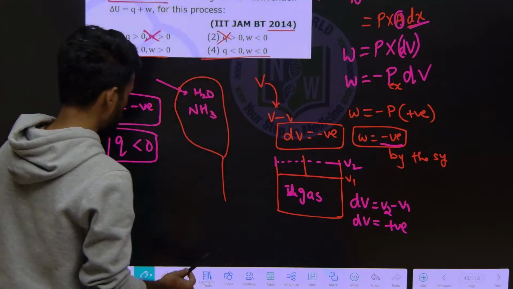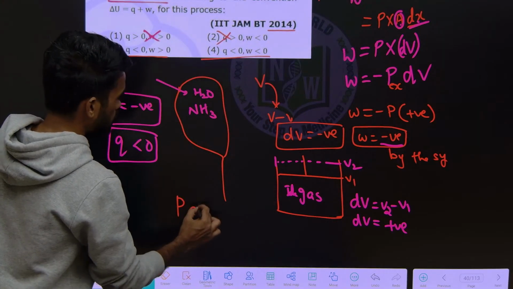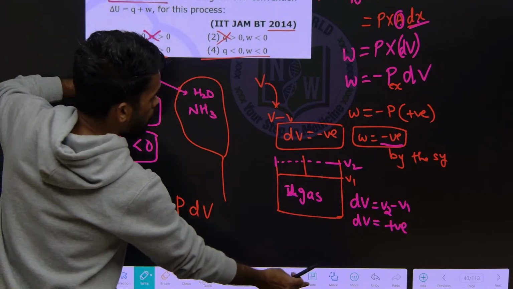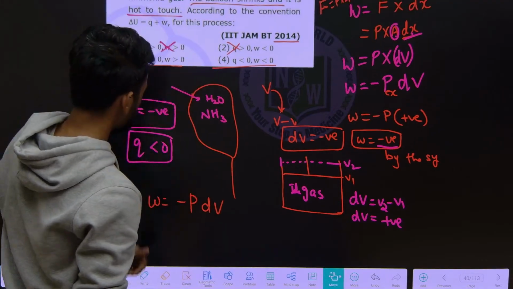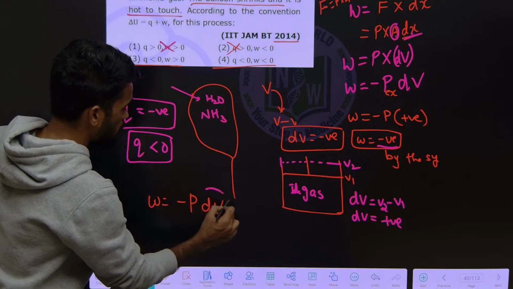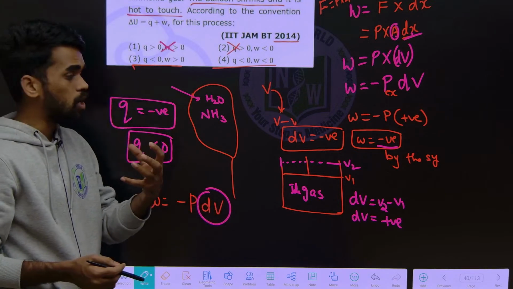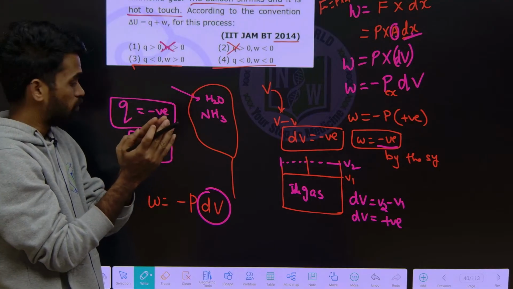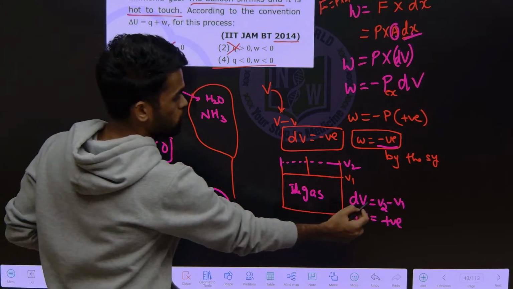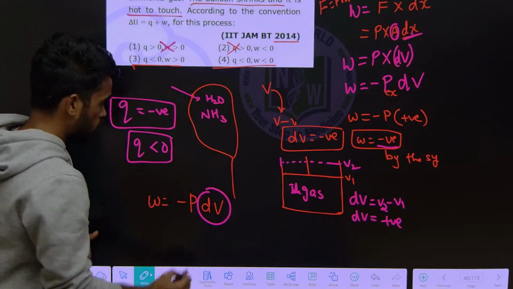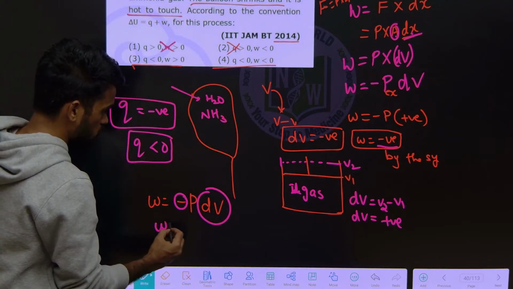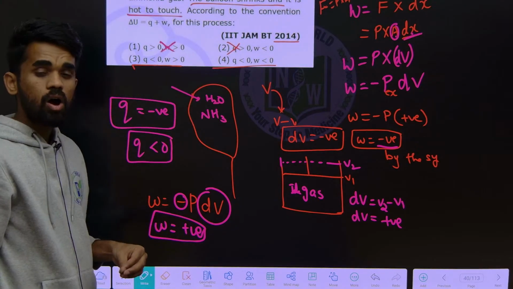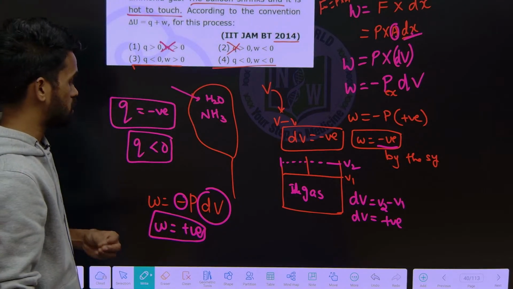See, what is the final formula we have? W equals to minus P dV. See, balloon is shrinking. So shrinking means what happens to this term? The final volume becomes less, shrinks means it is compressed. If it is compressed, final volume is decreased. So V2 minus V1 becomes negative. So negative into negative becomes positive. So if it is positive, work done on the system, that is positive.